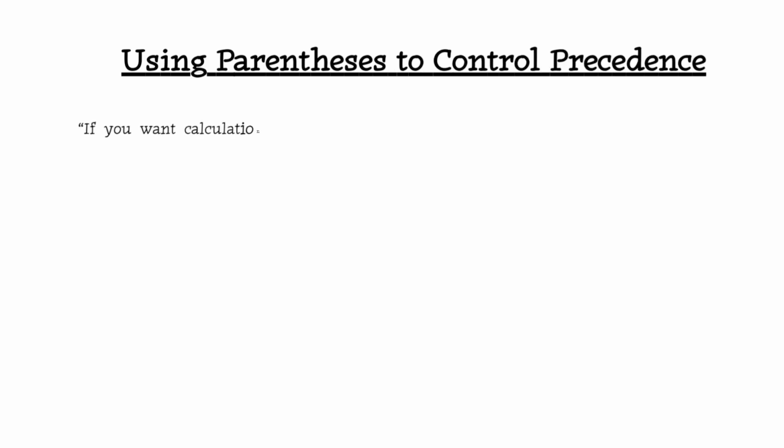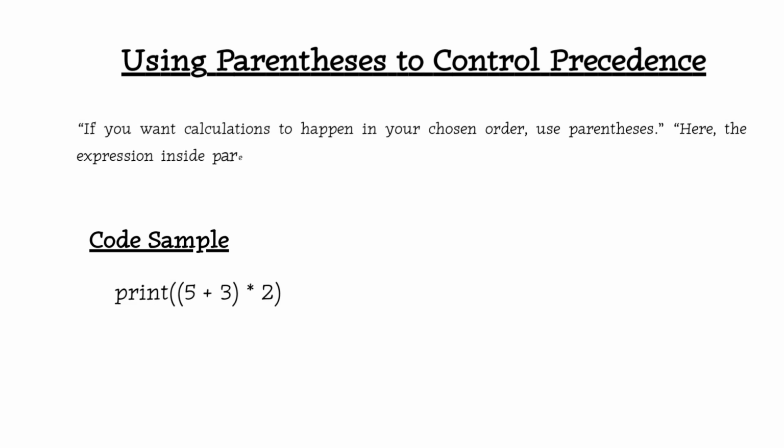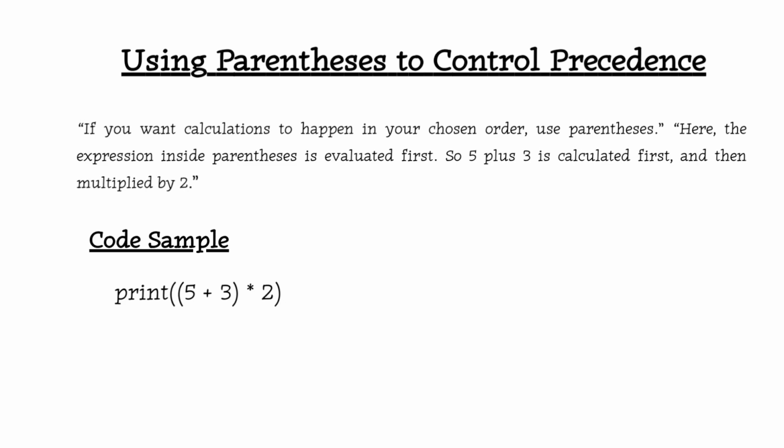Let's talk about another important concept in Python: using parentheses to control the precedence of an expression. Here on the screen, I have shown a small code snippet using a print function. I am evaluating, in round brackets, 5 plus 3 multiplied by 2.